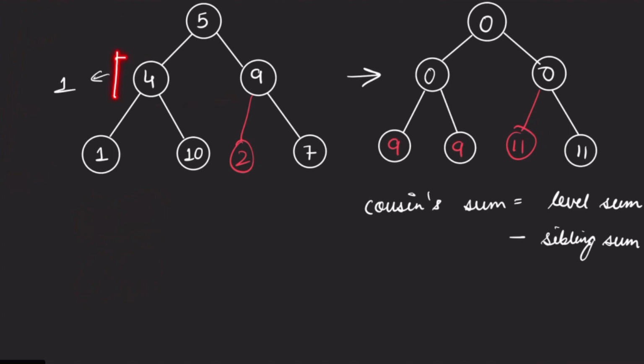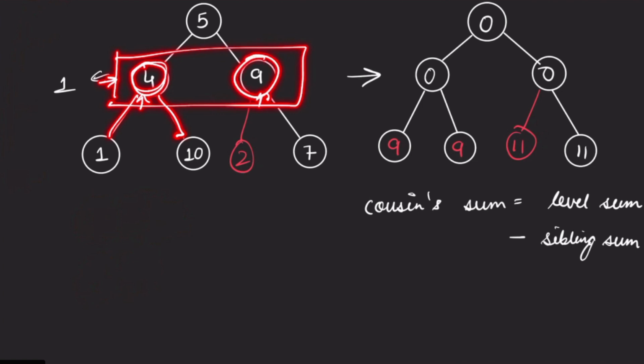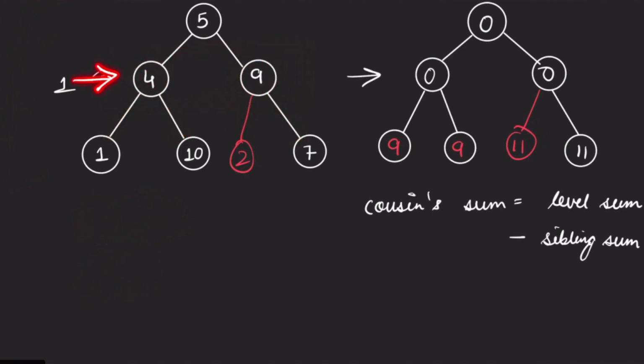When you are at this level, inside your queue you will have node 4 and node 9, right? And then you will run a loop 2 times. In the first iteration, you will get node 4 and access its left and right child and insert them in your queue. And then in the second iteration, you will access node 9 and its left and right nodes and insert them in the queue. That's how we perform level order traversal, right? So when I am at a particular level, I will be accessing all the nodes in the next level, for inserting them in the queue, right?